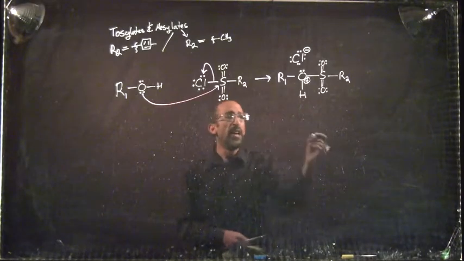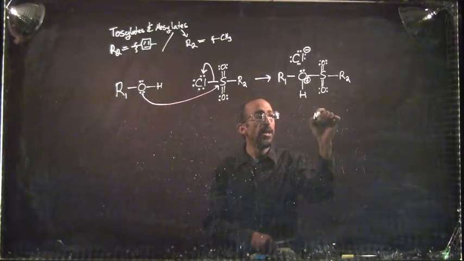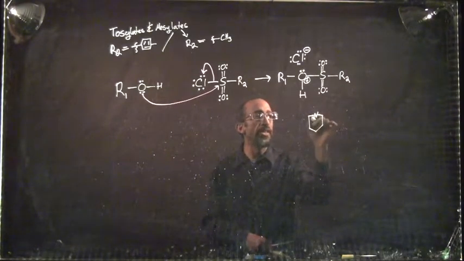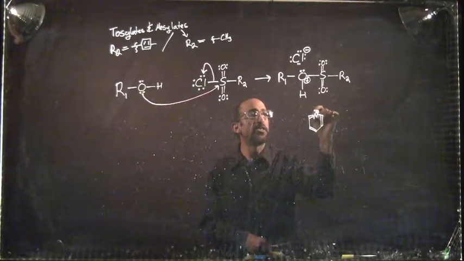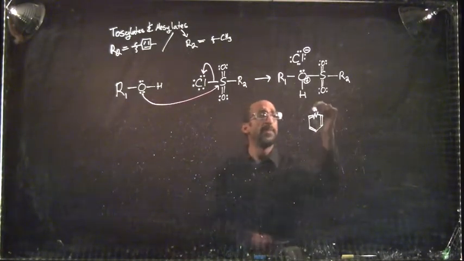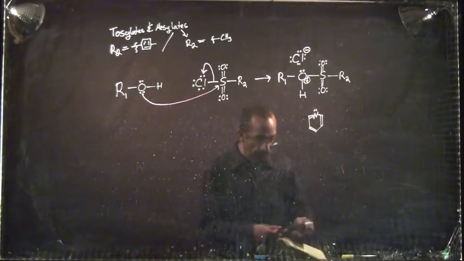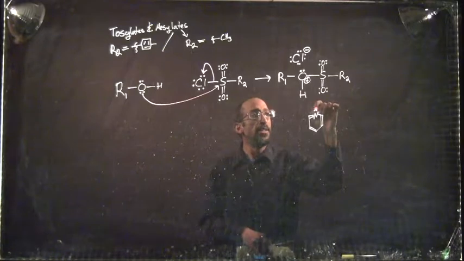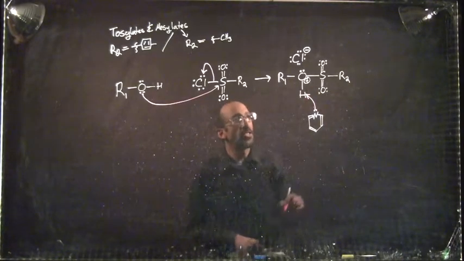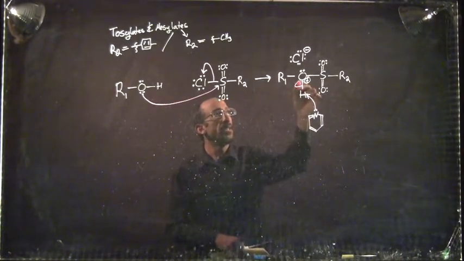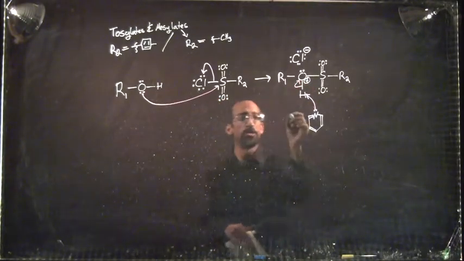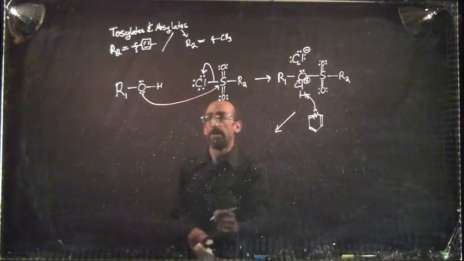At this point, our weak base will come along. Here now, I'm using pyridine. You could choose to use triethylamine instead. Either one of those is perfectly fine. I just happen to personally like pyridine a lot. And so pyridine now will serve as a weak base, deprotonate that oxonium that we generated to give our final products, which I'm going to draw down here below.